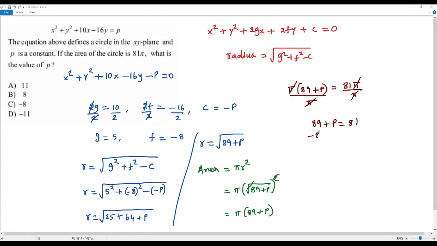Now let me subtract 89 from both sides of this equation. The positive 89 and negative 89 will cancel out, and I'm getting p on the left side. On the right side, when I combine positive 81 and negative 89, I am getting −8. Here I got the value of the constant p, that is −8. We find this −8 in answer choice C. The correct answer choice for this question is C.